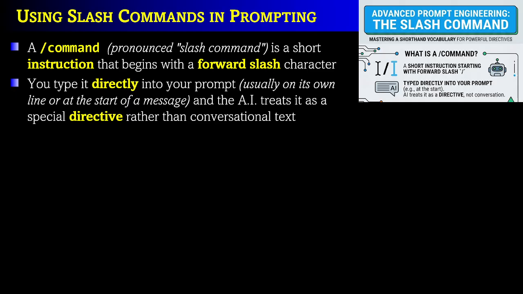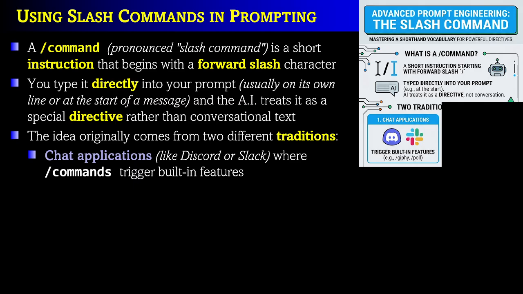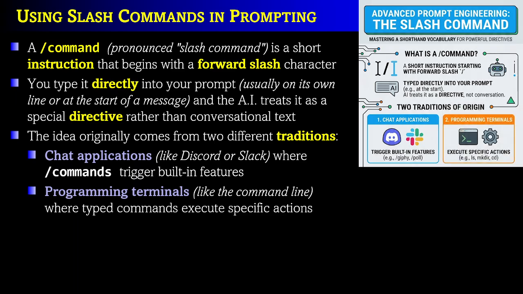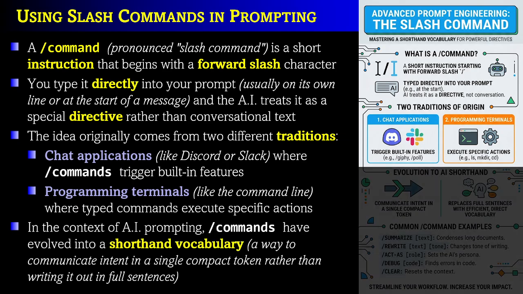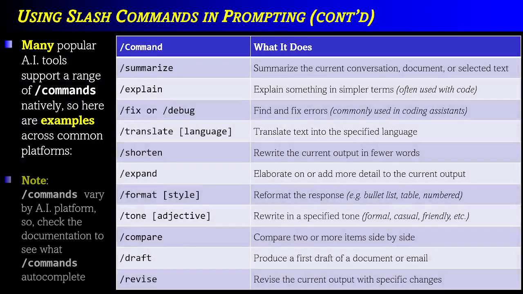It's like you're clicking a button in the AI prompt that does a specific task. This idea came from traditions like chat apps like Discord or Slack, where that slash command trigger, you might recognize, will trigger built-in features. It's also useful in programming terminals like the command line, where typed commands execute specific actions. So in the context of AI prompting, slash commands have evolved into shorthand vocabulary, or kind of like cheat codes, a way to communicate intent in a single compact token rather than writing it out in a full sentence. So there are many popular AI chatbots and tools that support a range of those slash commands.